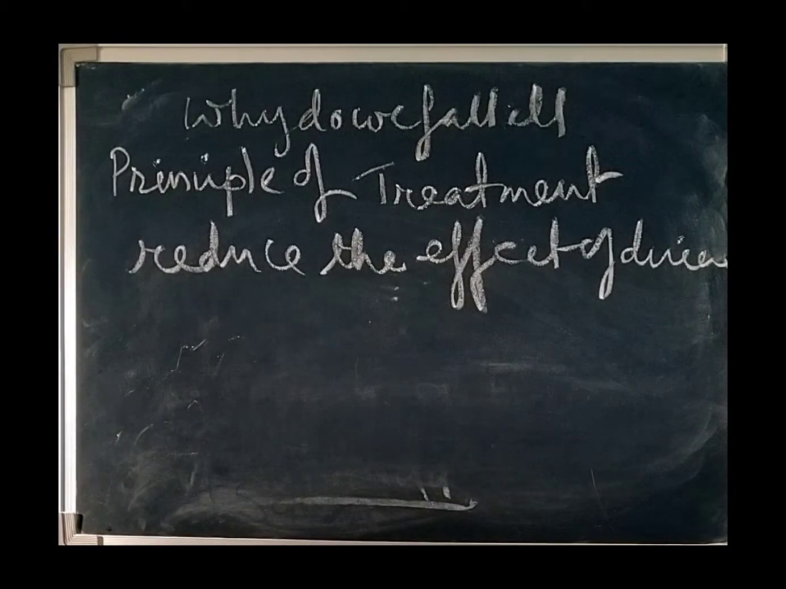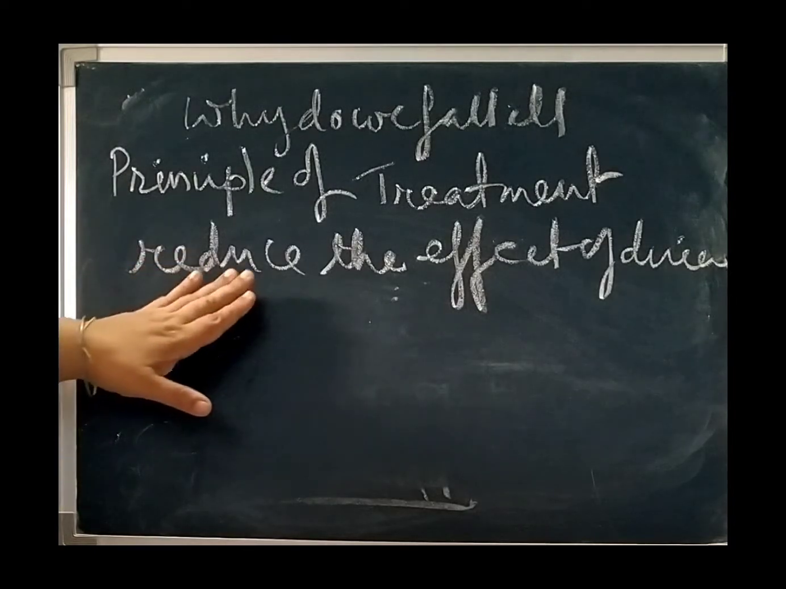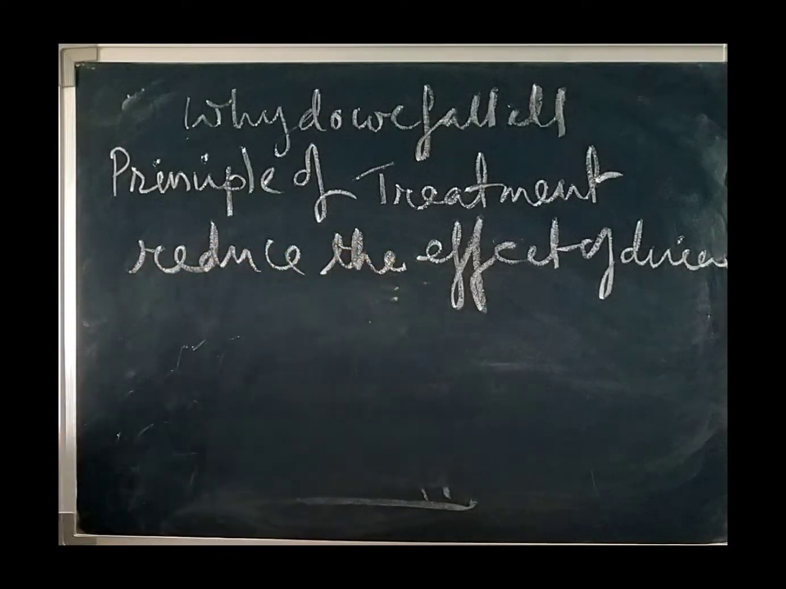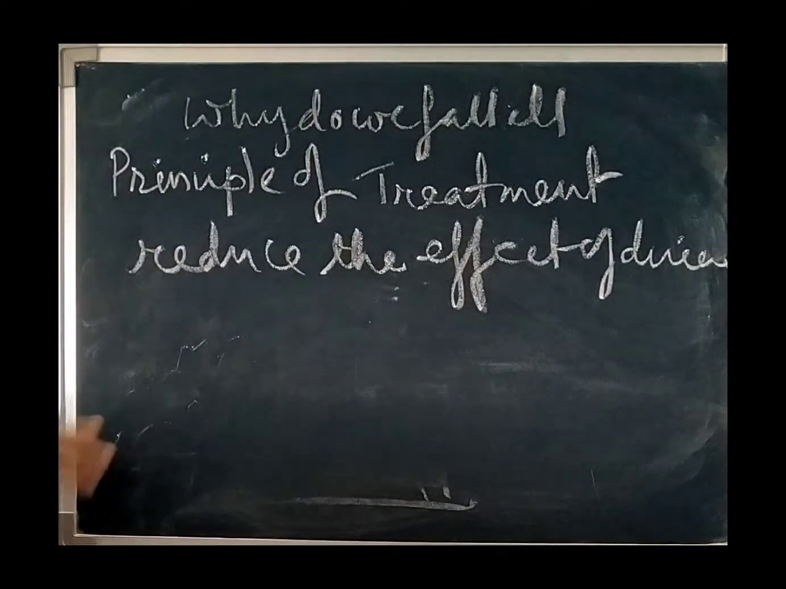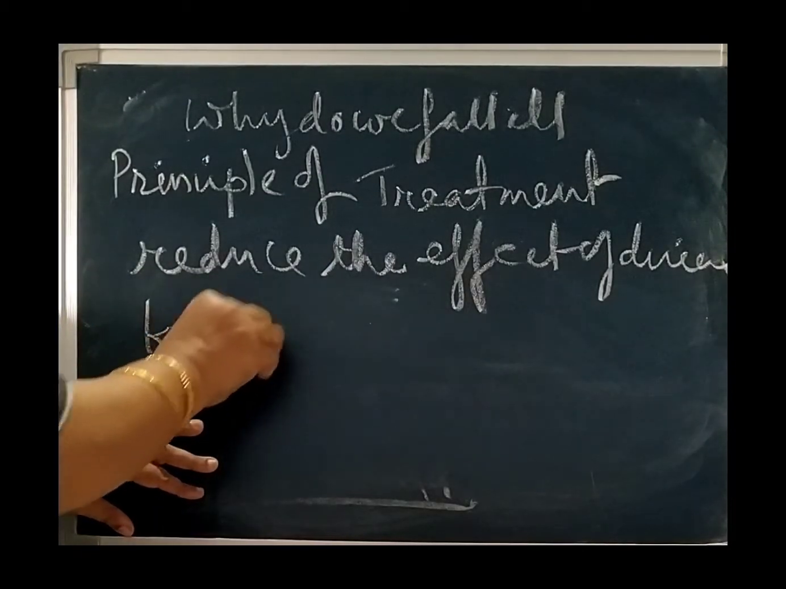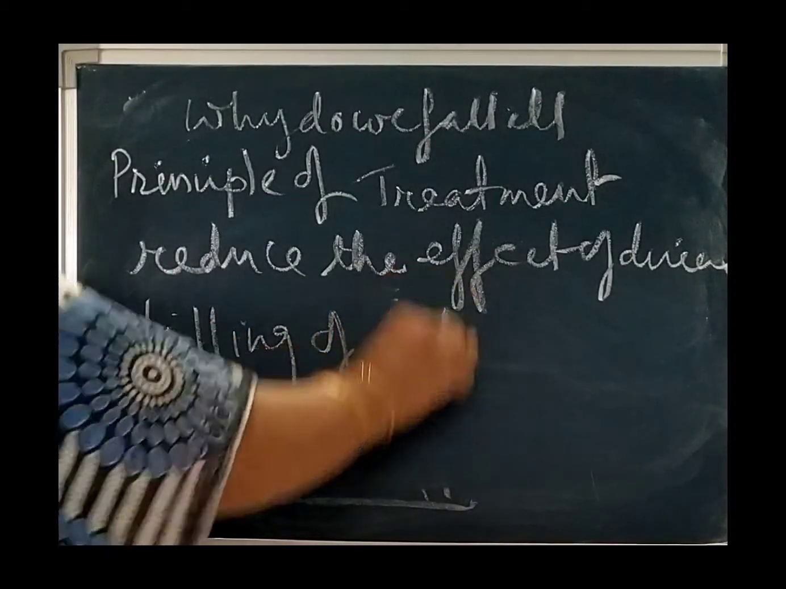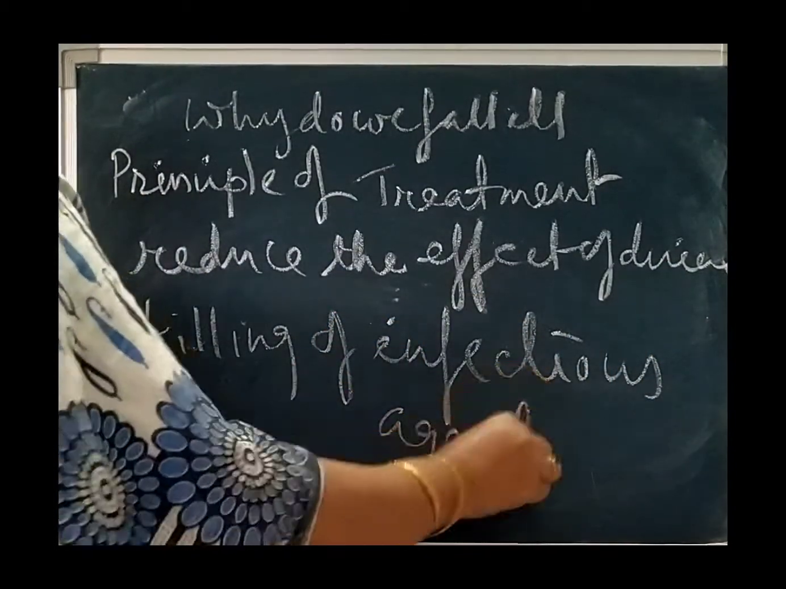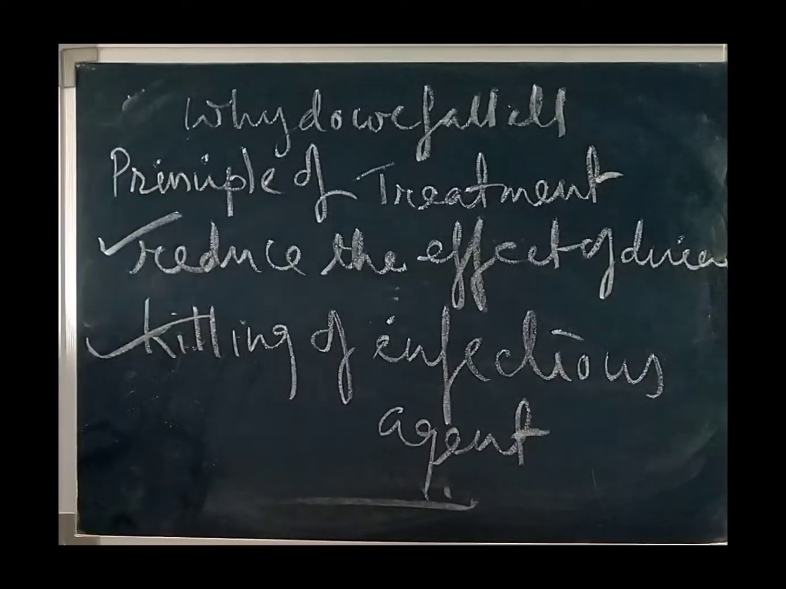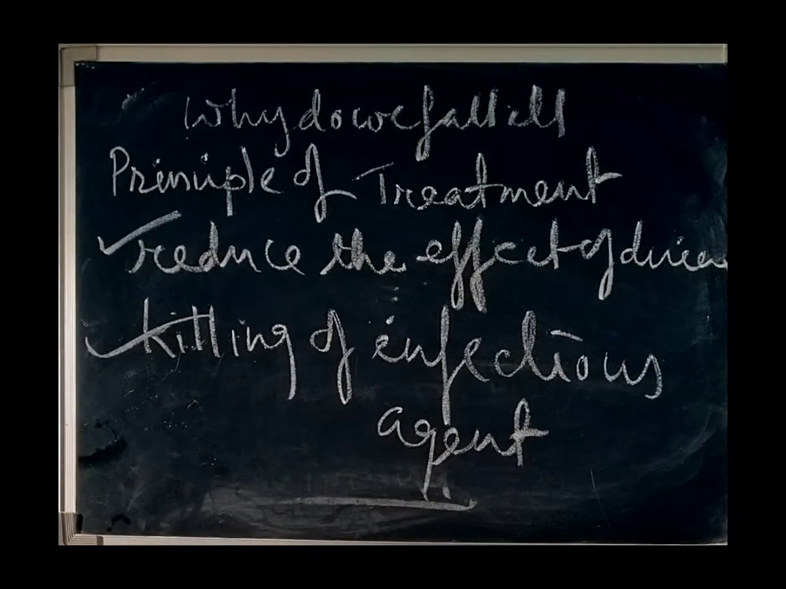Now antibiotics are also chemicals used by microbes which kill or prevent the growth of other microbes. Viruses do not have their own metabolic machinery, so they enter the cell and use our machinery for their life processes. So lots of drugs are there which reduce the effect of disease. Reduce the effect of disease, and killing of infectious agents. These are the two ways on which the principle of treatment is based.